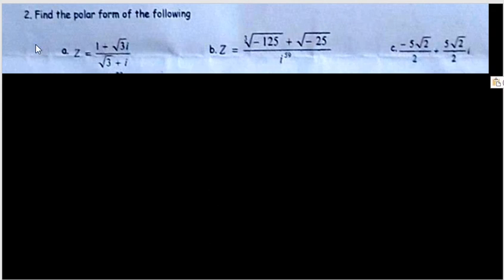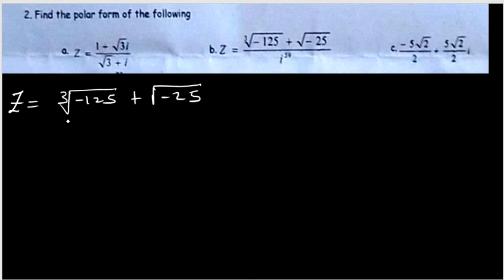The second part, first let's write the given z. z is equal to the cube root of negative 125, this is the same as negative 5, obviously, plus the square root of negative 25, again this is the same as 5i, the whole over i to the power of 59.